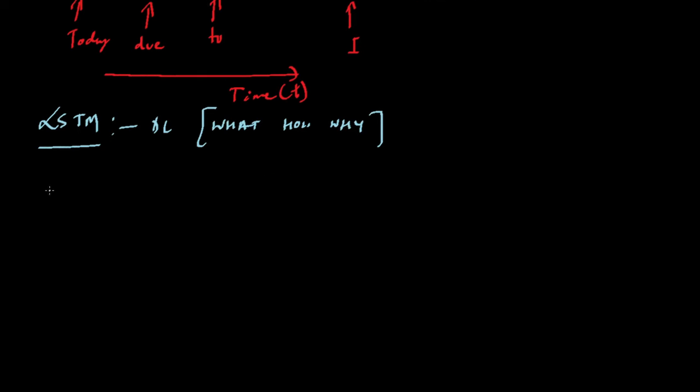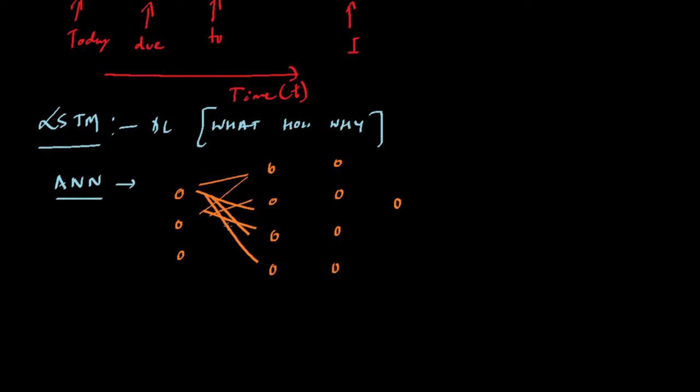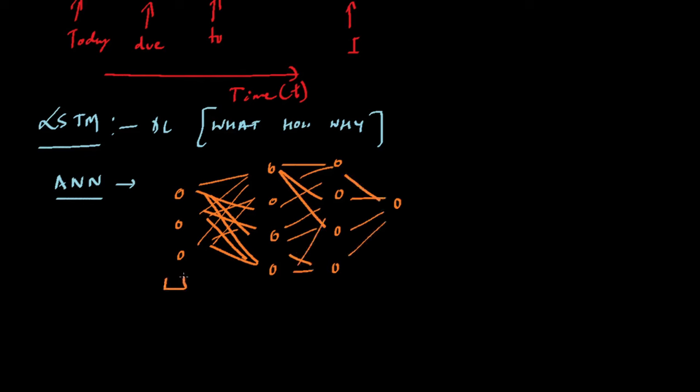Now, when it comes to basic concepts in neural networks, we always talk about ANN, the artificial neural network. How does an artificial neural network work? It's as simple as this. We have some input neurons, we have some hidden layers, maybe multiple hidden layers, and all of them are connected to each other. This is the input layer, this is the hidden layer, this is the output layer, right? This is a traditional ANN.